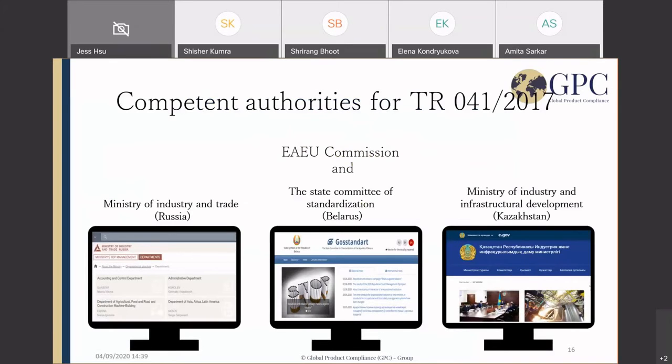So who are the competent authorities for this technical regulation 41 then? It's obviously the EEC Commission that established this document and approved it. And then we have also some authorities identified in these three countries. In Russia, it's the Ministry of Industry and Trade. In Belarus, it's the State Committee for Standardization. And in Kazakhstan, it's the Ministry of Industry and Infrastructural Development. You can also see the pictures of their websites here in the boxes in the computers.